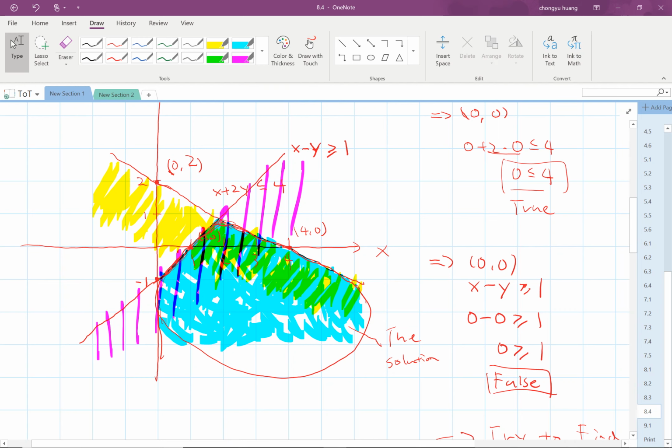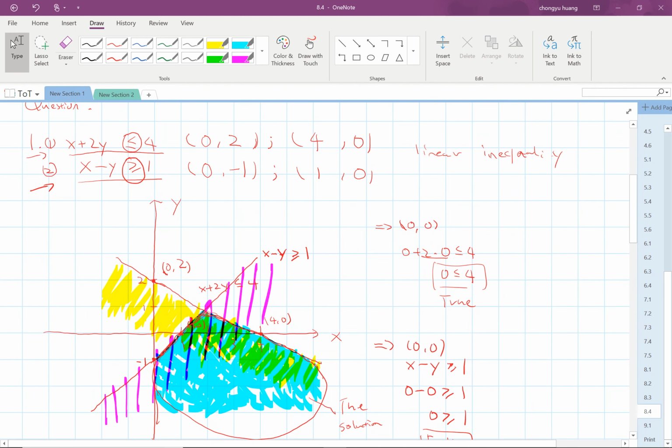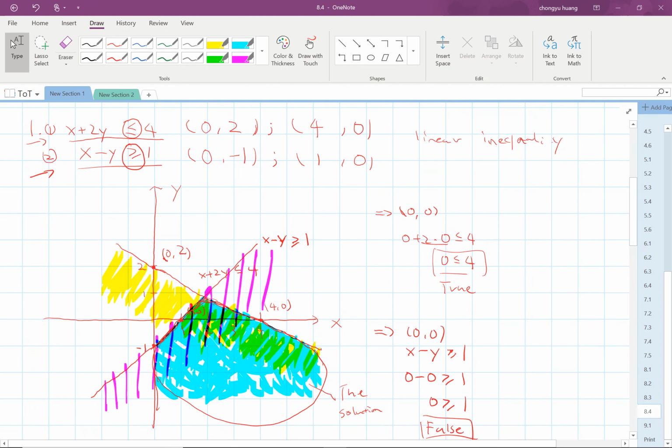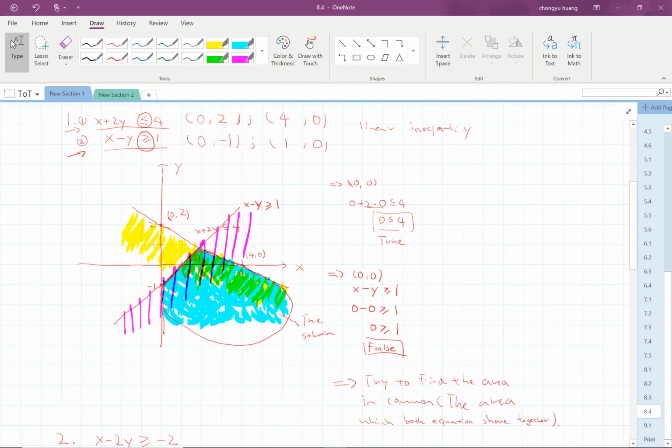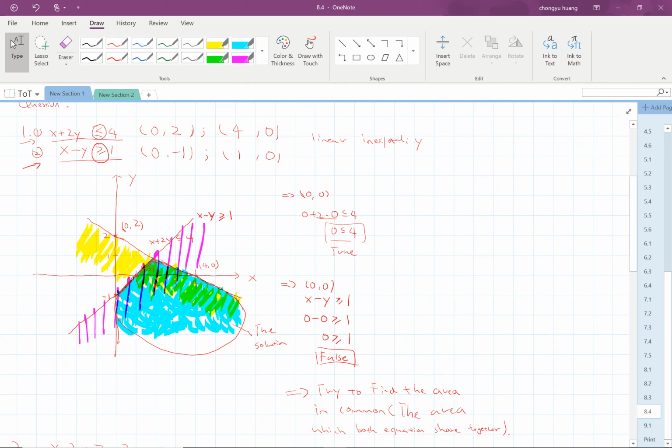So you basically try to find an intersection. You try to find the intersection, but over here we have those inequalities, so you are trying to find a region which both equations have in common. So this is basically all the steps, and that area will be the solution, because we are having linear inequalities.